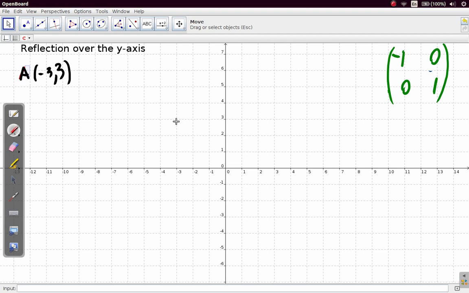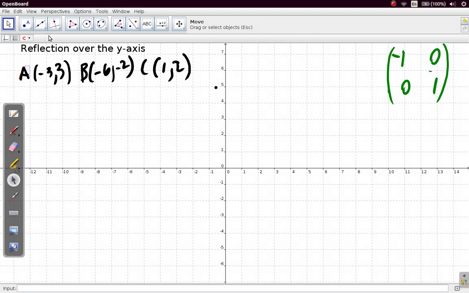Alright. Let's say B is at negative 6, negative 2. And C is at 1, 2. We're going to reflect the triangle over the y-axis, and we'll see where it ends up.